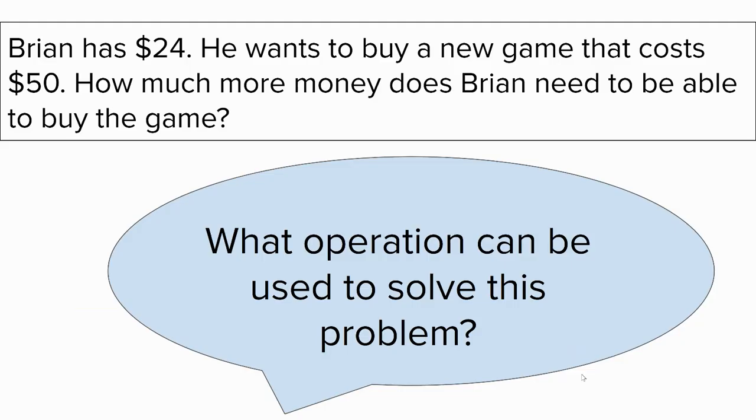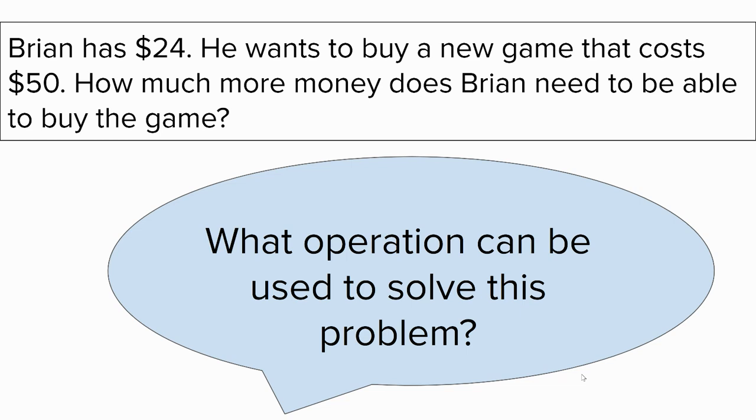So one of the ways that we can make problem solving a little bit easier and maybe a little less confusing is we can think, as we read a problem, what operation can be used to solve this problem? So let's read this together. Brian has $24. He wants to buy a new game that costs $50. How much more money does Brian need to be able to buy the game?